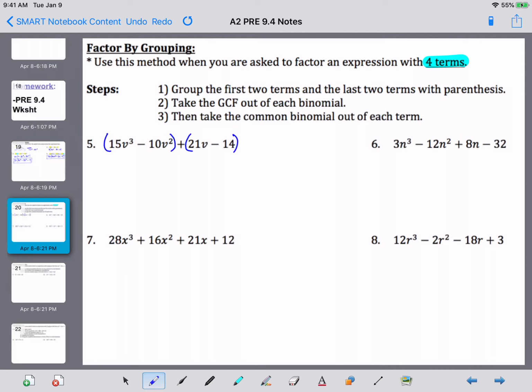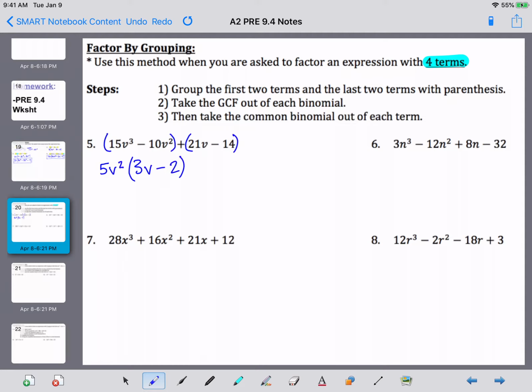And then we check each group for its GCF. So in the first group in this problem, 15 and 10 can both be divided by 5. And notice that they have a v squared in common. So if I take out a 5v squared, I'm left with 3v minus 2.